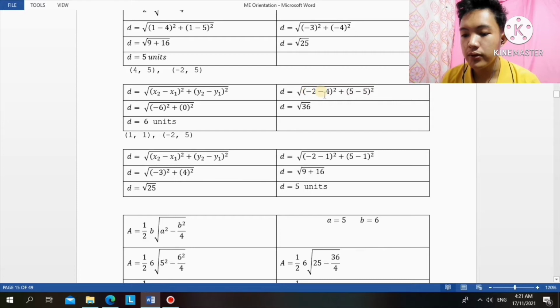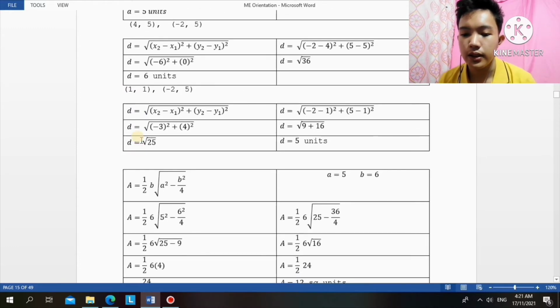So negative 2 minus 4 is equal to negative 6, and 5 minus 5 is equal to 0. So negative 6 raised to 2 is equal to 36. The square root of 36 is equal to 6 units. So our distance is 6 units.